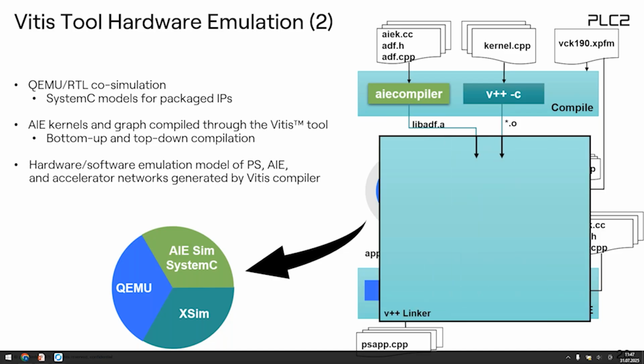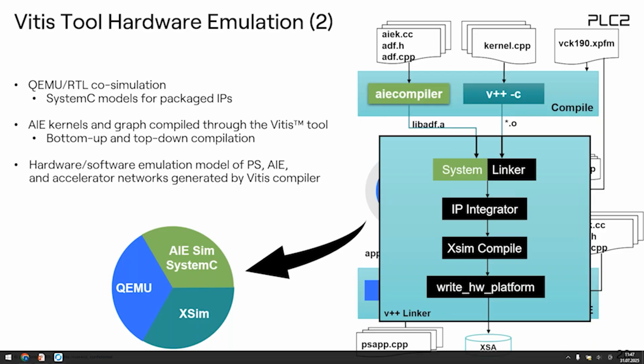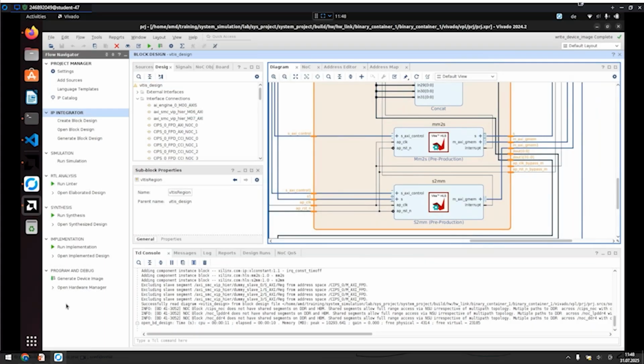So what we get from it, you would basically get your system linker creating the hardware. You get the complete XSIM that you can compile against, and you can write this as a new platform out there, and you would basically be able to start these things in Zynq. So I may try to just show that as a last step, from that perspective.